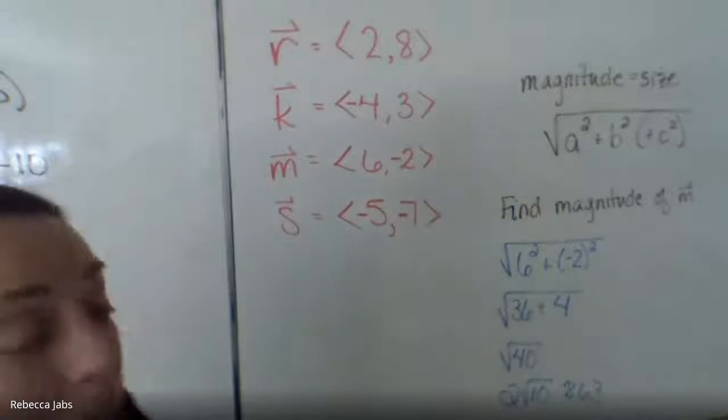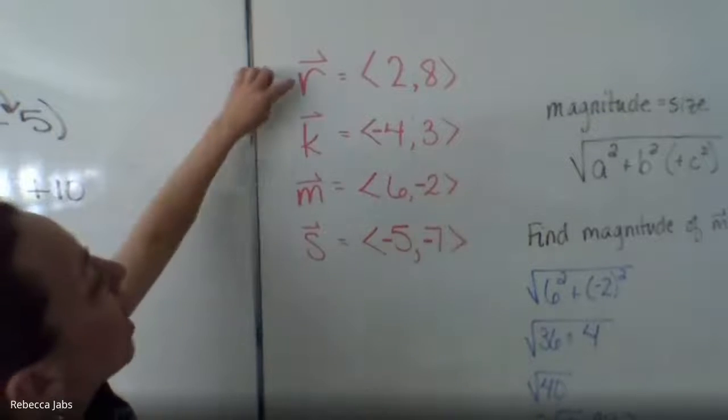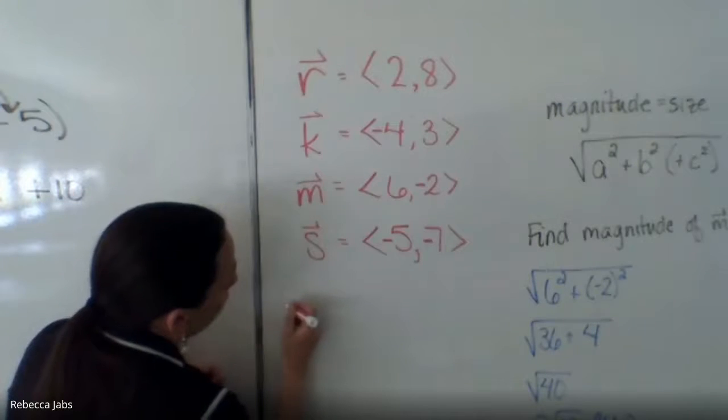Okay. Kaylin. You said we already did S. We already did M. -5 and -7. No, my fault. You're picking R, K, or S. Oh, K, -4 and 3. All right. So if you would please.